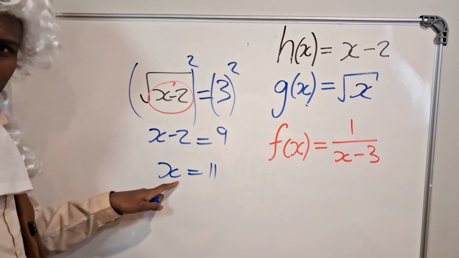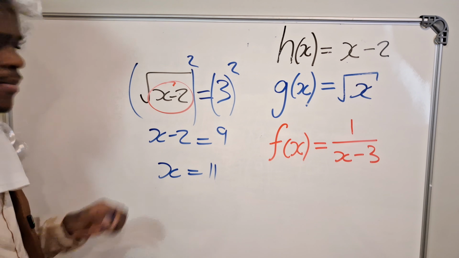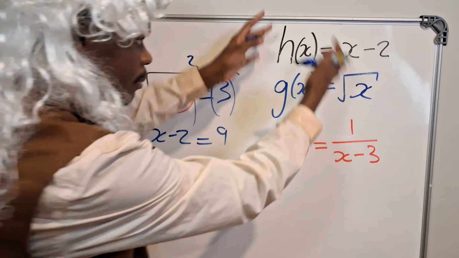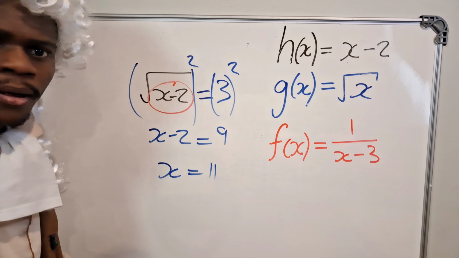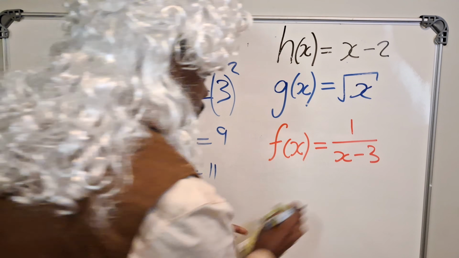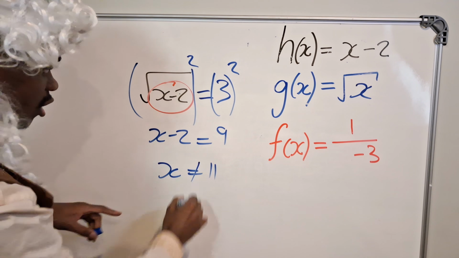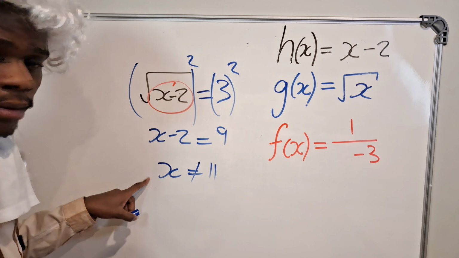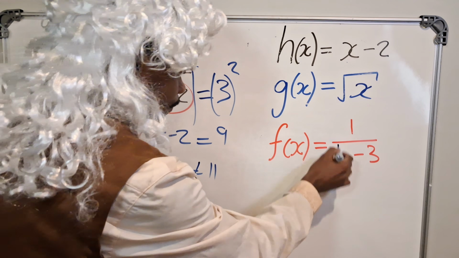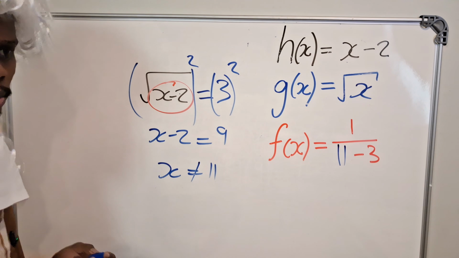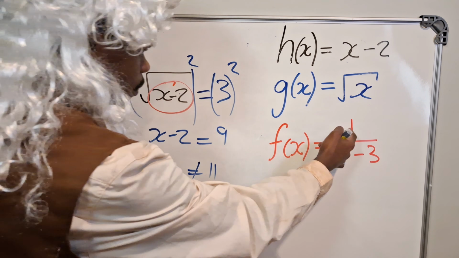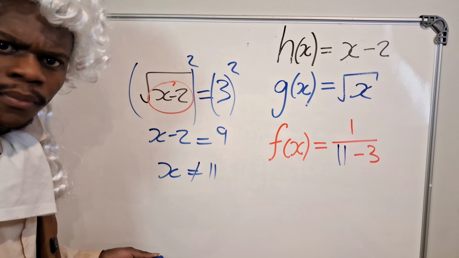What does this mean? X equals 11 means that in all of the answers you can put anywhere here, x cannot be 11. Now check this out. If you take this 11 and put it in here, what's 11 minus 3? It's 8. So you get 1 over 8. That's not a problem.